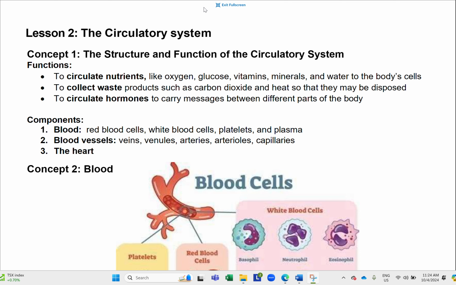So this is a little bit of a long lesson. We're going to talk about the main functions, the main parts, and then we're going to go into each part and look at it more closely.